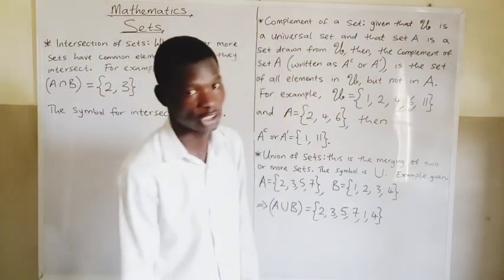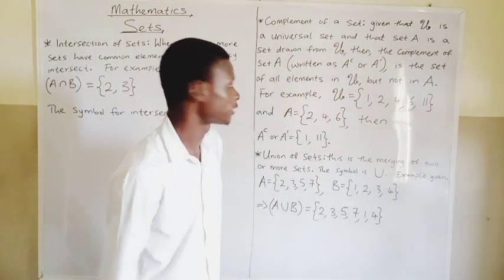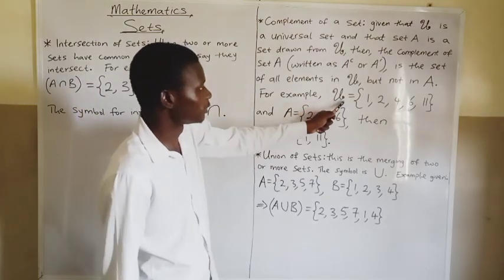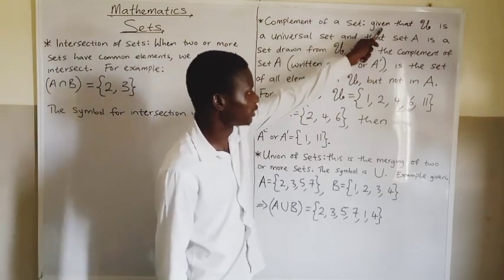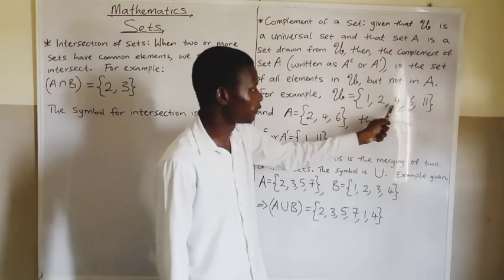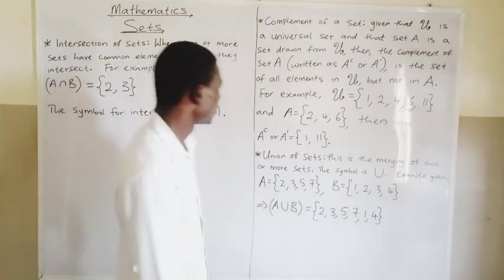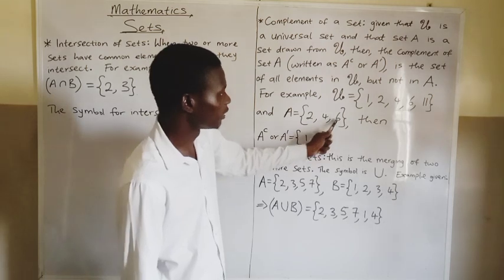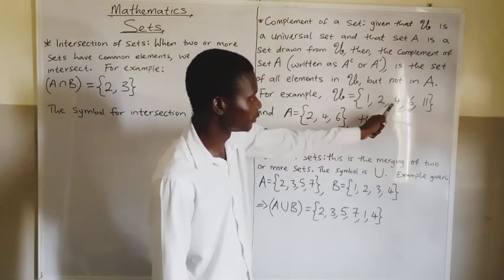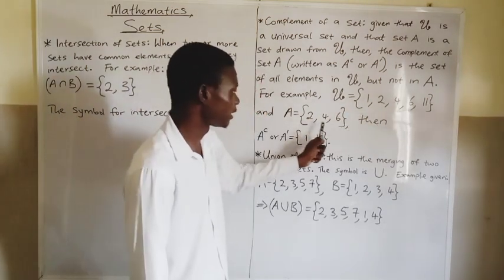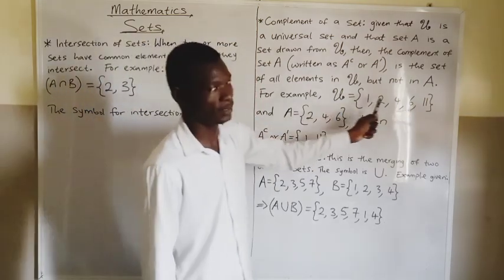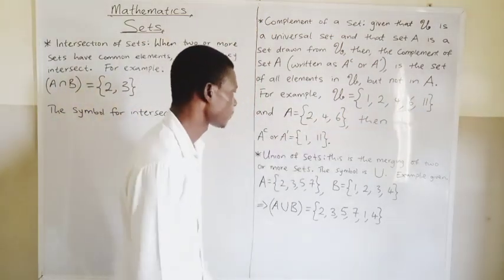Alright, so that's English. Let's go to the mathematics aspect. For example, this is set U that has been given according to the statement: 1, 2, 4, 6, and 11. And this is set A, and of course set A, 2, 4, 6, is drawn from set U. These are the elements of set A. They are drawn from the elements of set U. That tells you that A is a subset of the universal set.